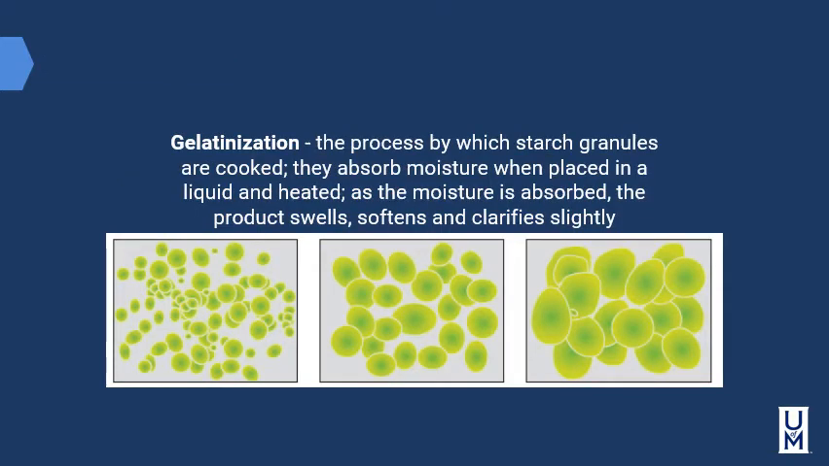Gelatinization is the process by which starch granules are cooked. They absorb moisture when placed in liquid and heated. As the moisture is absorbed, the products swell, soften, and clarify slightly.